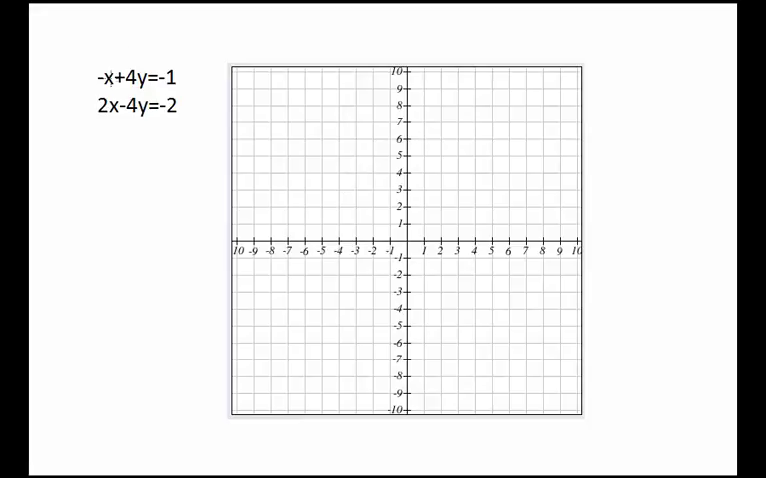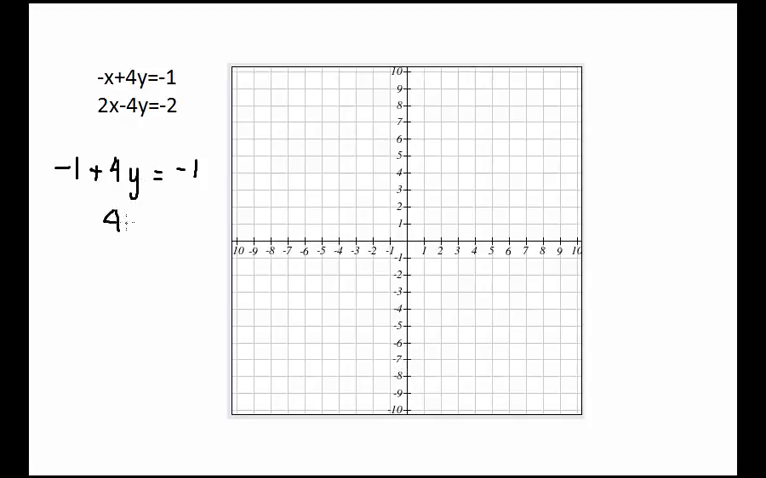So for example, if x is equal to 1, then we have negative 1 plus 4y equals negative 1. So x is equal to 1. That means we're somewhere on this line. x is 1 everywhere on that line. Now we're just trying to find out what y must be.